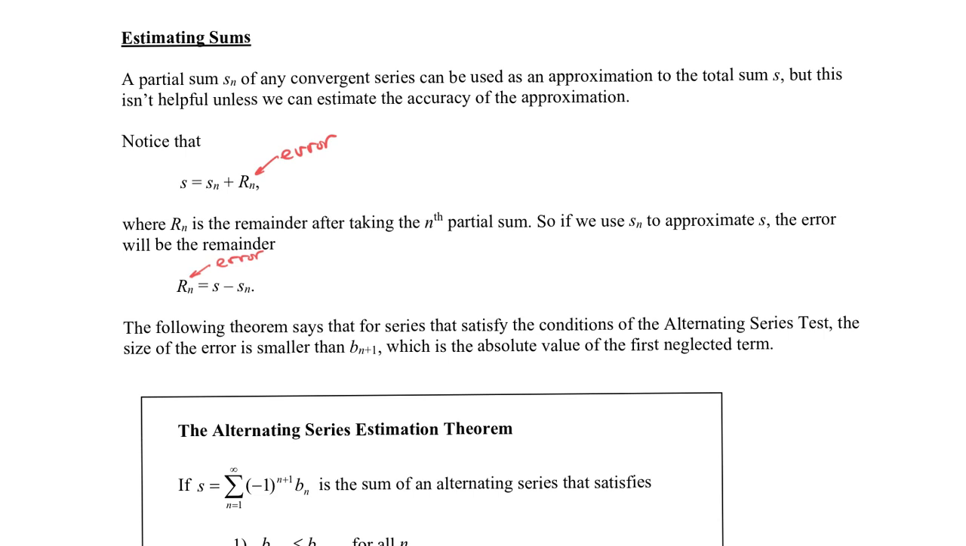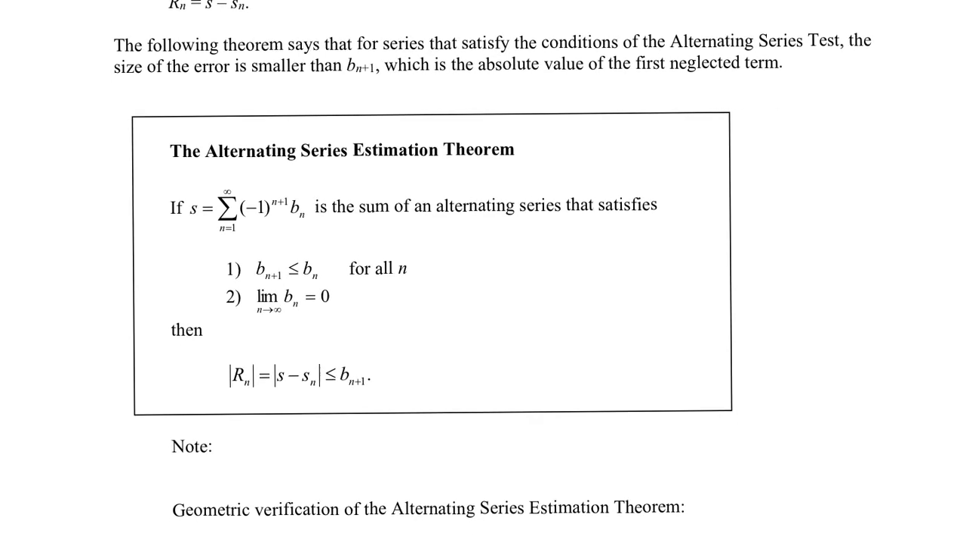The following theorem says that for a series that satisfies the conditions of the alternating series test, in other words, those two conditions, it's decreasing and the limit of b sub n is 0, the size of the error is smaller than b sub n plus 1, which is the absolute value of the first neglected term. Okay, so what does all that mean?